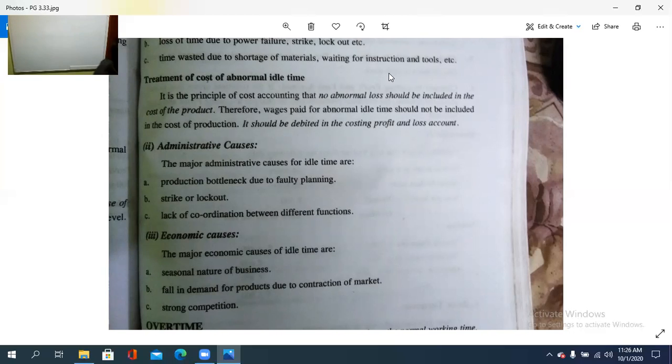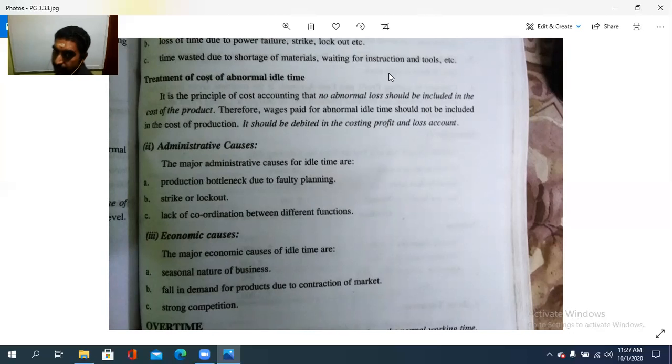പ്രൊഡക്റ്റീവ് ഉണ്ട്, അഡ്മിനിസ്ട്രേറ്റീവ് ഉണ്ട്, എക്കണോമിക് ഉണ്ട്. പ്രൊഡക്റ്റീവ് എന്ന് പറഞ്ഞാൽ നോർമൽ ഐഡിൽ ടൈം which cannot be avoided, but up to a certain extent we can reduce it. Then abnormal idle time, it can be avoided due to the abnormality of the situation. Okay, abnormality of the situation, it can be avoided.